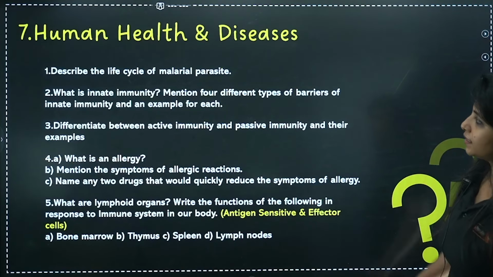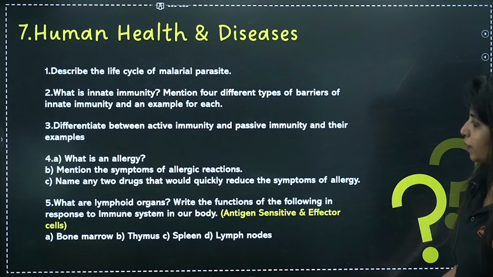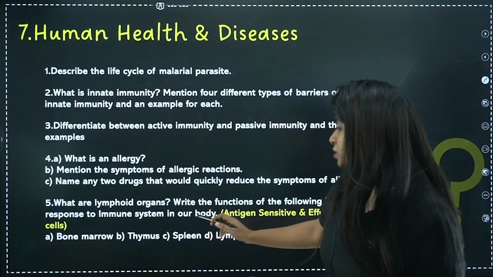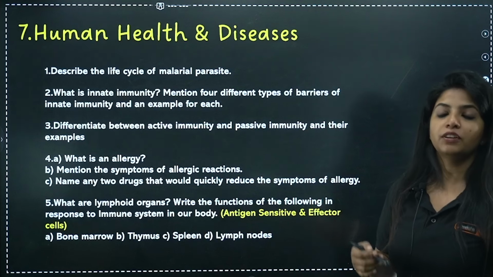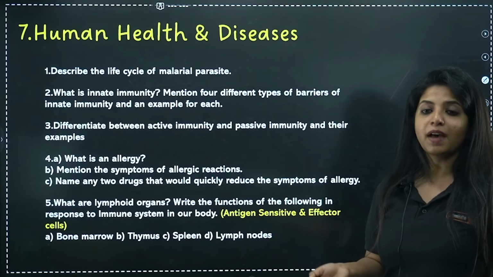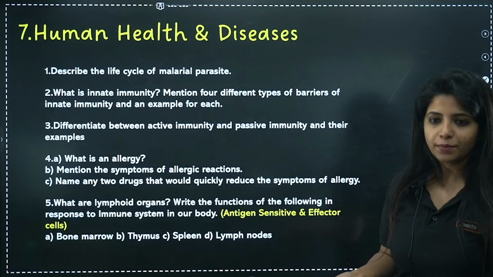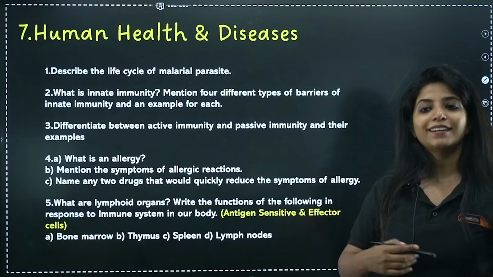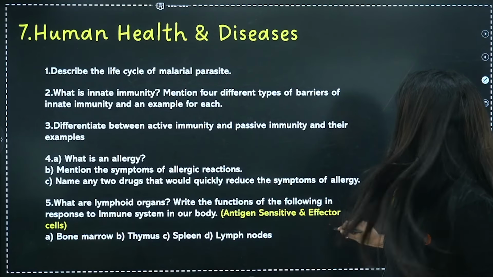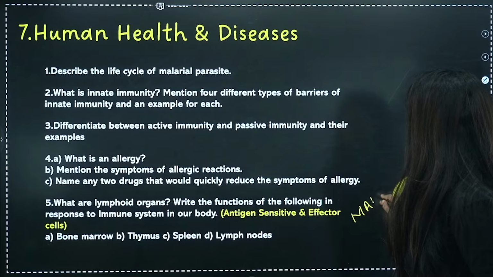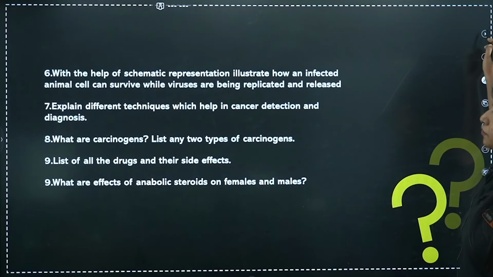Now, human health and diseases, again, these are topics which are super important. Now, response of the immune system in our body, antigen sensitive and effector cells. In which lymphoid organs do they become antigen sensitive? It's bone marrow and thymus. Where do they become effector cells? It is in the secondary lymphoid organs such as spleen, lymph nodes and things like that. Please know about MALT also, mucosa associated lymphoid tissue.